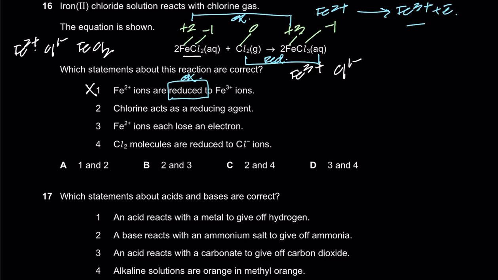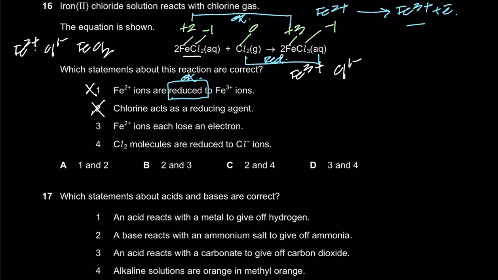Whenever something is being reduced, that particular substance is an oxidizing agent. So it's opposite, right? So if iron 2 plus is going into iron 3 plus, that's being oxidized. This is the reducing agent. And chlorine is being reduced, so that's the oxidizing agent, not the reducing agent. So that's 2 is also wrong, you dumb person.